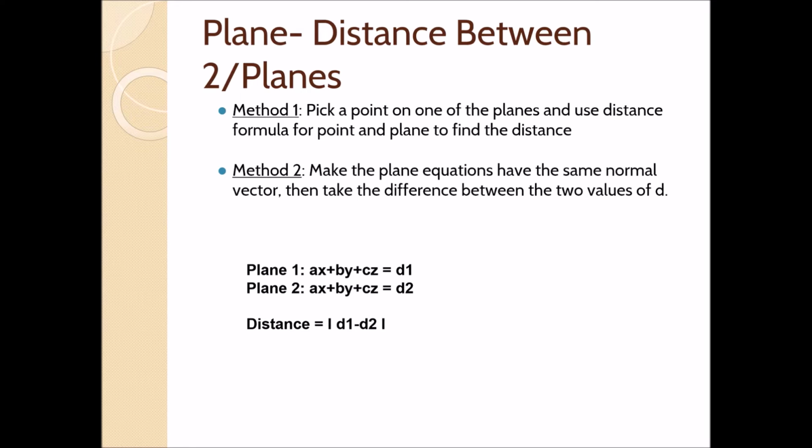So to find the distance between two parallel planes, there are two methods. The first method is to pick a point on one of the planes and then use the method we discussed before, using the distance formula to find the distance between the point and the plane. The second method is to make the plane equations have the same normal vector, then take the difference between the two values of d, and the absolute value of that value will give you the distance.